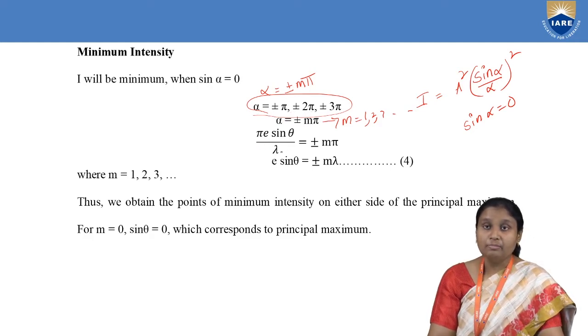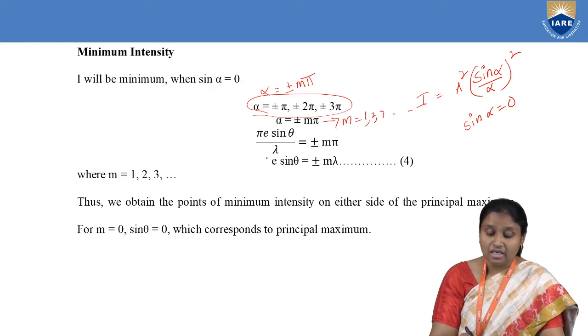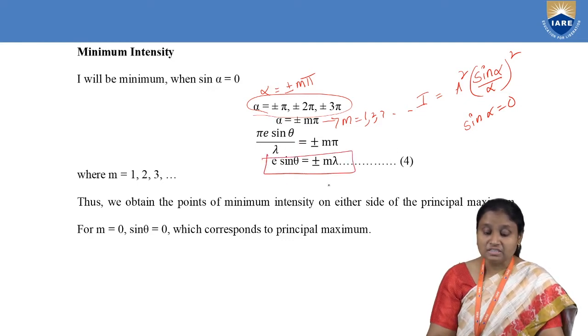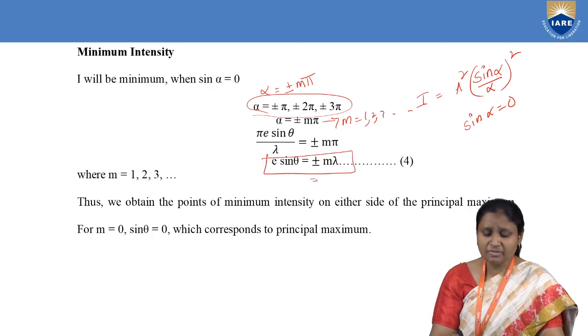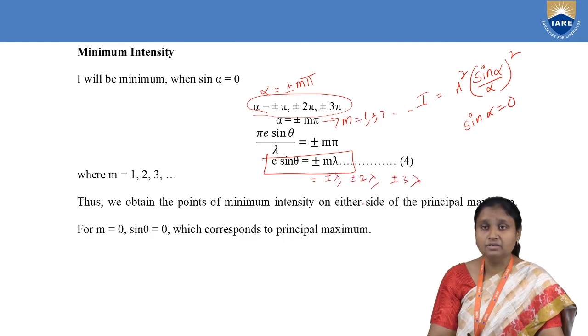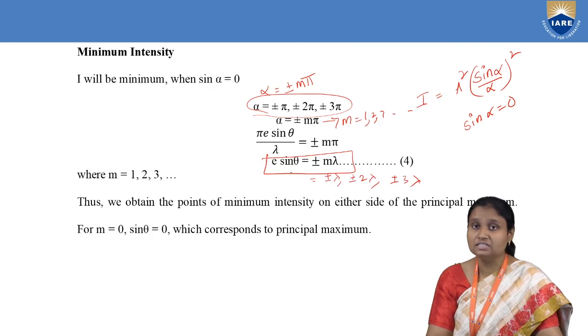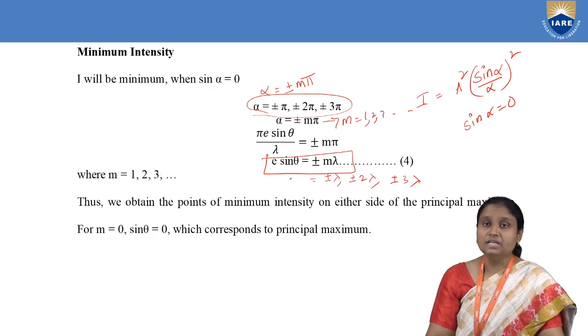Alpha is given by pi by lambda a sin theta, or if your path difference is equal to plus or minus m lambda. What is plus or minus m lambda? So plus or minus lambda, plus or minus 2 lambda, plus or minus 3 lambda, and so on. So if this condition is satisfied, then we'll get minimum intensity.